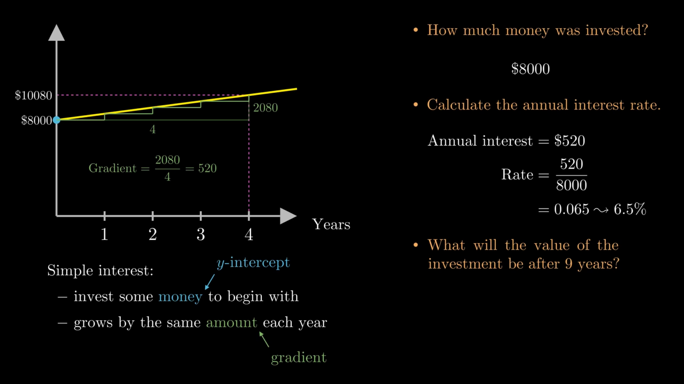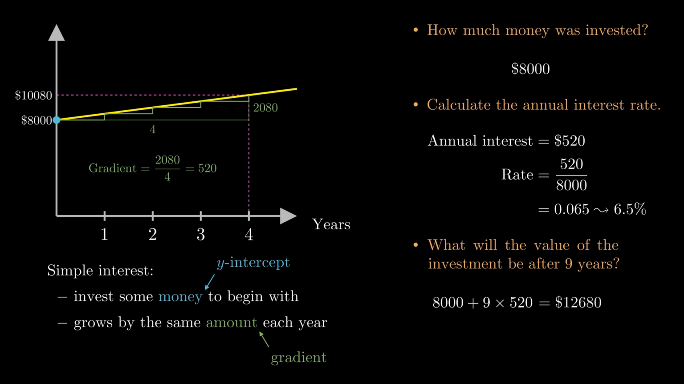Okay, so now the easiest way to get the interest after 9 years isn't really to worry about percentages or anything like that, but to just use the gradient, because that tells us exactly how much money we're earning each year. So we take the 8,000 we started with again, and every year we earn an extra 520. So because we're letting the money grow for 9 years, we need to add 9 lots of 520.